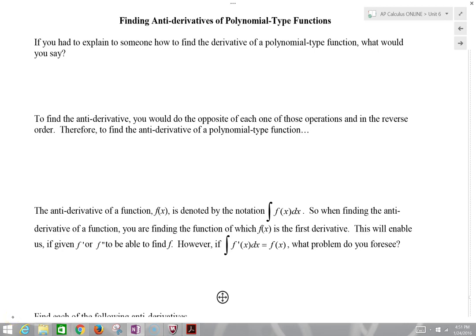Alright, this is day 47 of Sparks AP Calculus. And we're going to talk about finding antiderivatives of polynomial type functions. So go ahead and think about this question.